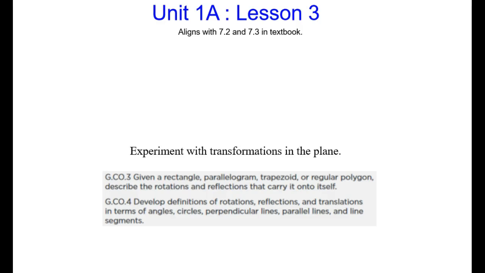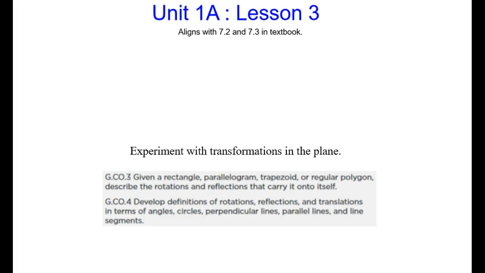Unit 1A, Lesson 3. This aligns with 7.2 and 7.3 in your textbook. There are two main standards we're going to cover in this lesson. The first one: given a rectangle, parallelogram, trapezoid, or regular polygon, describe the rotations and reflections that carry it onto itself. The other one: develop definitions of rotations, reflections, and translations in terms of angles, circles, perpendicular lines, parallel lines, and line segments. That's kind of what we talked about in the last lesson.